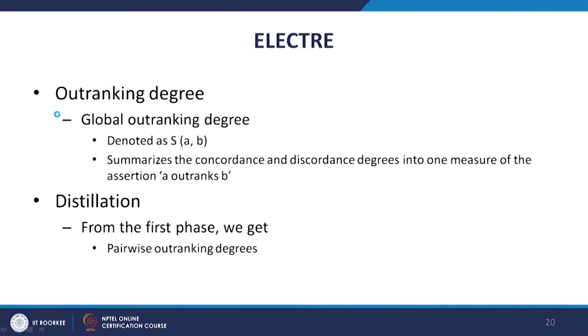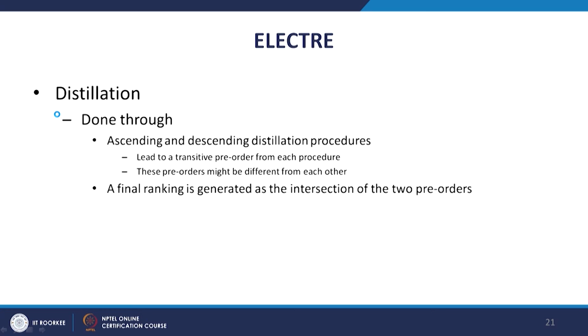After this, another important aspect, which refers to the second phase of the ELECTRE method, is distillation. From the first phase we get pairwise outranking degrees, and the steps involved in this we have just discussed. Once we get these pairwise outranking degrees, the next phase, where we produce the preference order, is also referred to as the distillation phase. Here we have two procedures, ascending and descending distillation procedures. These two procedures are going to be used to produce a final ranking. Each of these procedures is going to produce its own transitive pre-order, which might be different from the other.